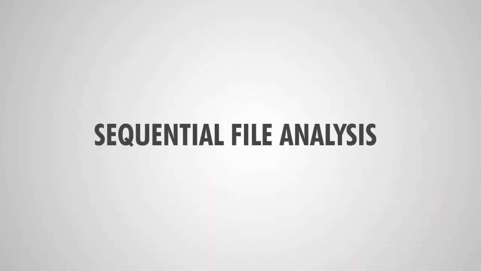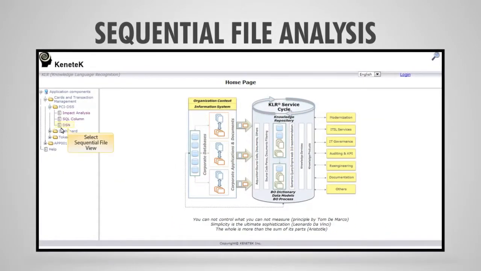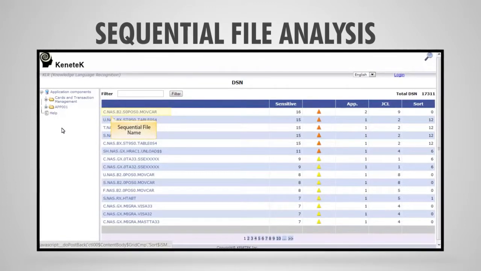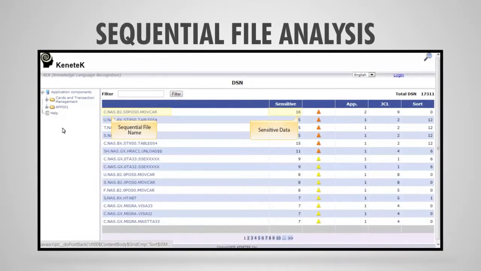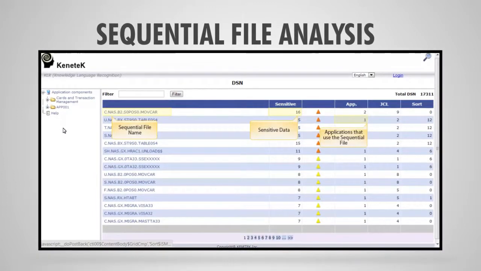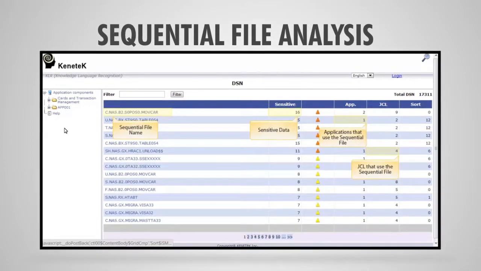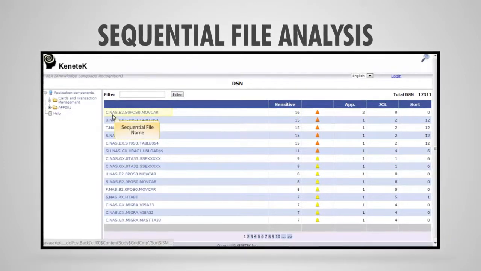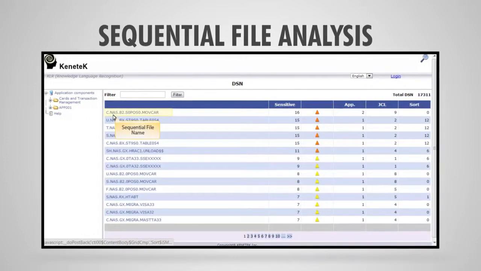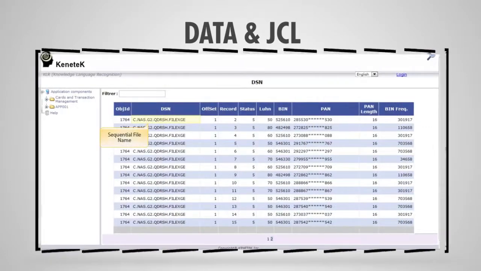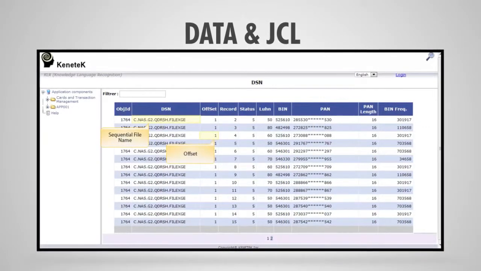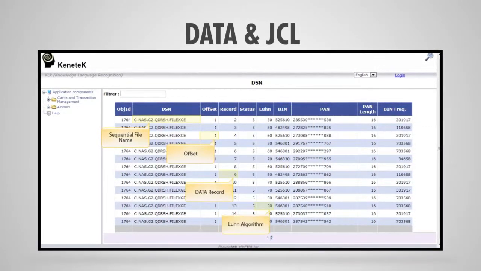Moving on to Sequential File View, DSN, the user has access to the list of sequential files analyzed. For each of the files, the user can see information such as the file name, the number of PANs found in the file, and how many applications and JCL use the file. When the name of the file is clicked, the list of PAN numbers found inside the file itself is shown.